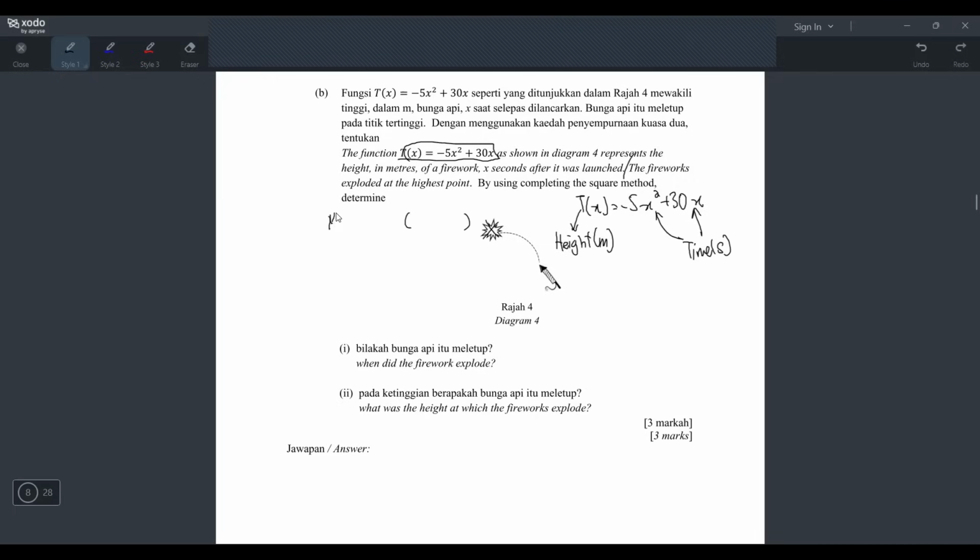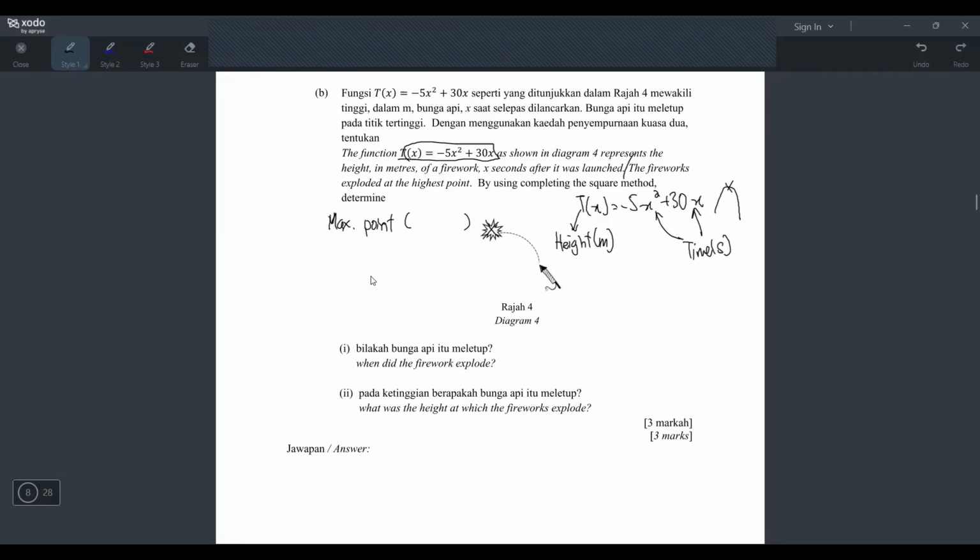So we call this the maximum, not minimum, maximum, because the A is negative. Can you see the A is negative? And if the A is negative, it means the shape of the curve will be like this. And it makes sense, right? Because when you play with fireworks, the firework will shoot up.